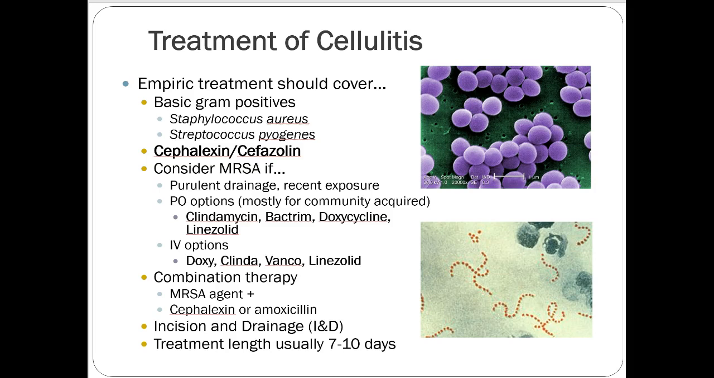What I see providers do sometimes, and I don't know, to be honest, how I feel about this, they'll empirically treat people with a combination. So they'll do Bactrim plus cephalexin for oral therapy. And what that gives you is your bases covered. So you're covered if you grow MRSA, and you're covered if you have the basic gram-positives. And again, I don't know how much I agree with that. I think ultimately, if you're strongly suspecting MRSA, I'd probably just go with the Bactrim and call it good.